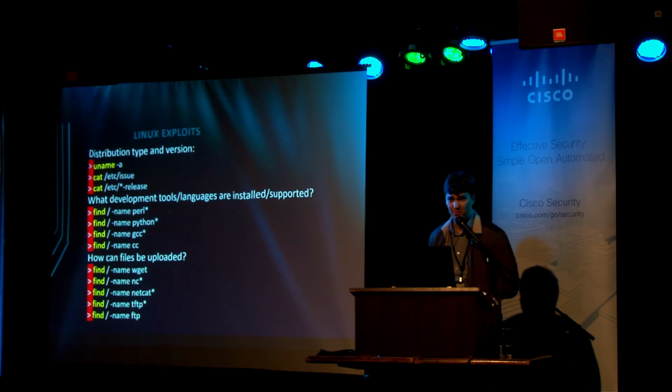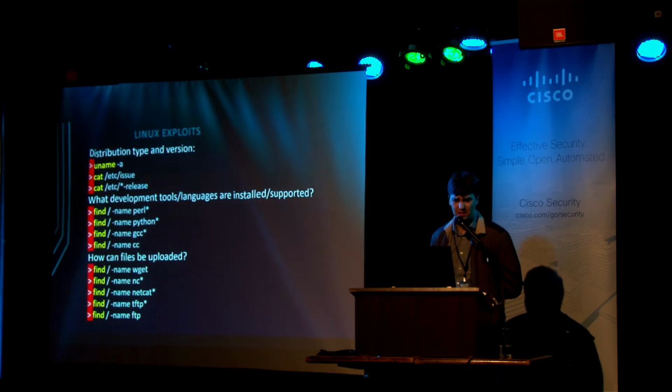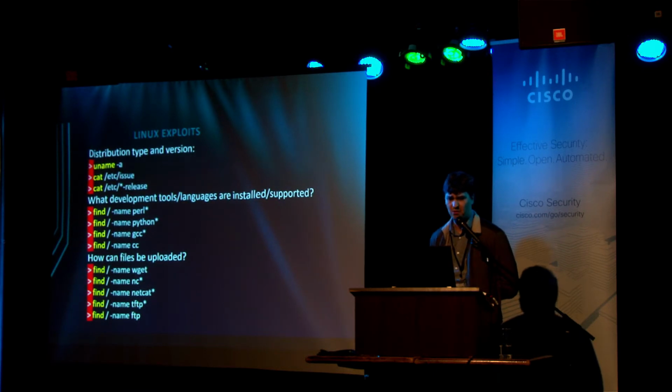To get the required information, you can use the following commands. For distribution type and version, it's uname, or just read information from the following files. To get information about development tools, languages, and how we can upload files, we basically just search for Perl, Python, GCC, CC, and other utilities that we can use to copy an exploit or binaries to the target machine.